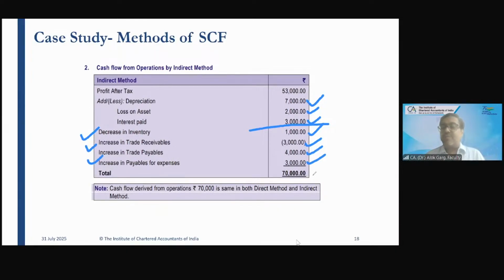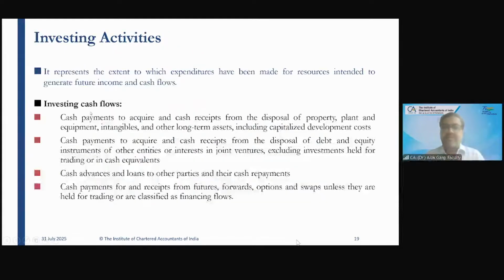So what is your closing cash flow from operating activity? 70,000. And what was your cash flow from operating activity under the direct method? Same 70,000. So cash flow from operating activity is 70,000, the same from the direct method as well as the indirect method. Okay. I hope this is clear to everyone, my dear friends. Is it clear to everyone? Yes, sir. Okay, very good.